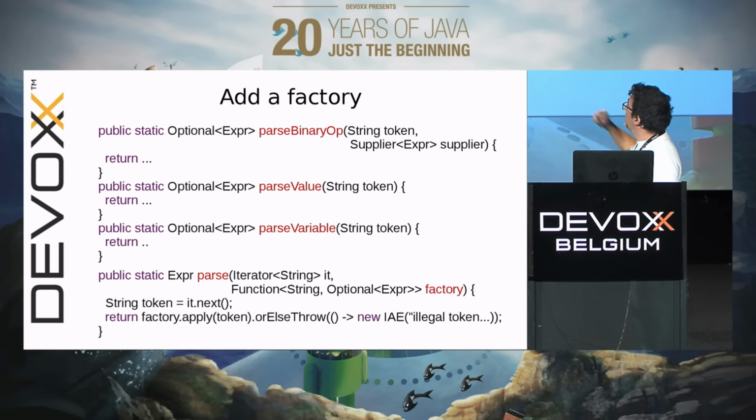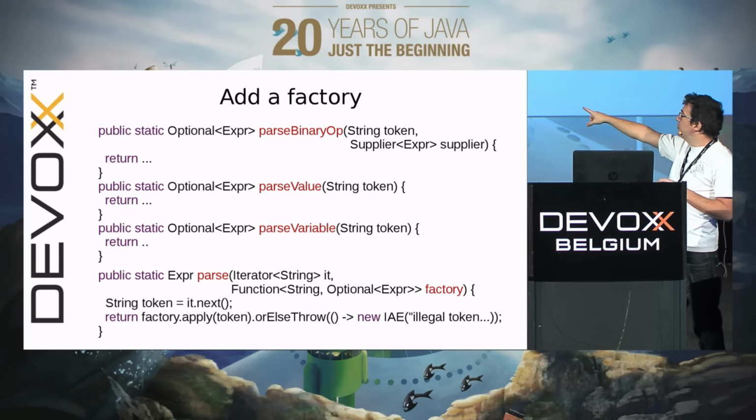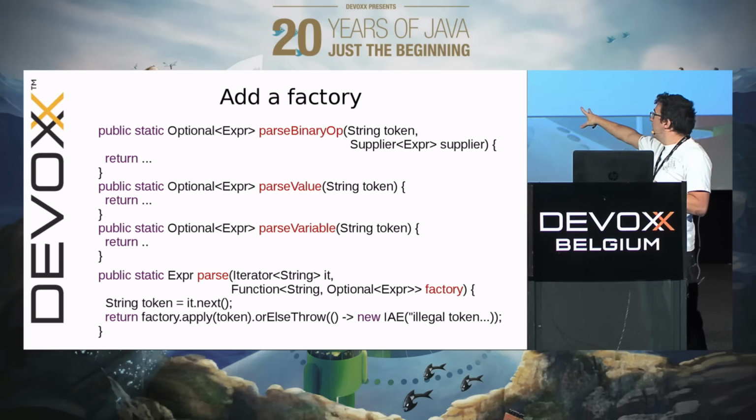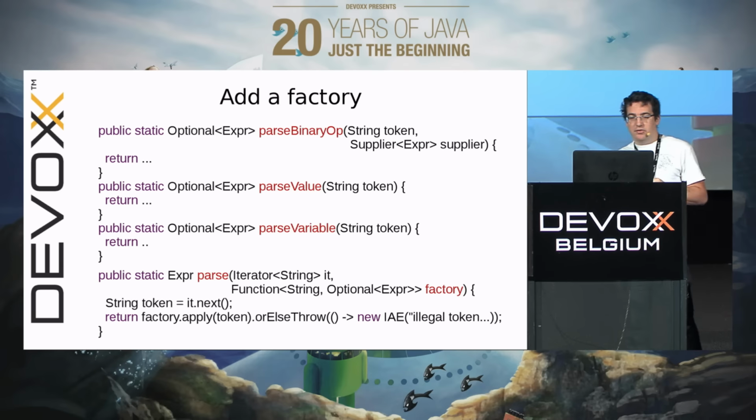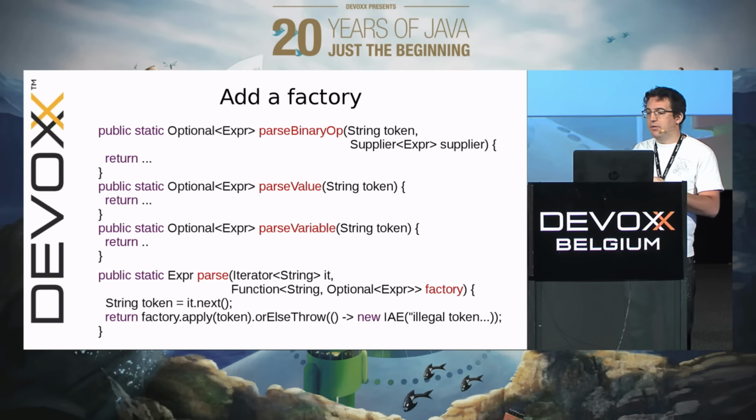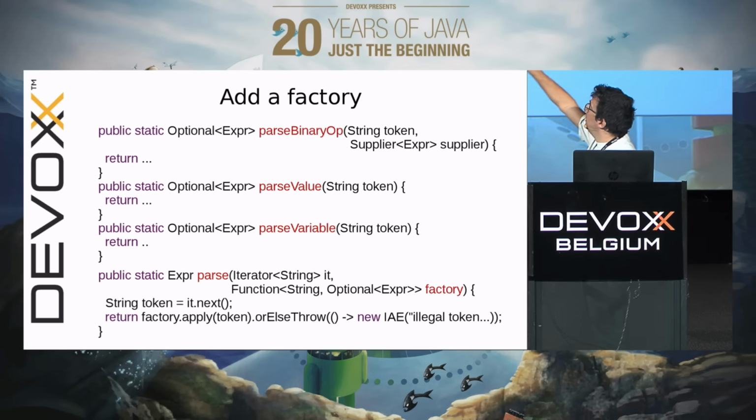So this is just my method pass. My method pass takes the iterator and just uses the factory. Because the factory returns an optional, I can use orElseThrow, which basically means if the function returns an optional which is empty, it will throw an exception. It means that I have not found a way to pass this expression. Okay, so this code can be reused.